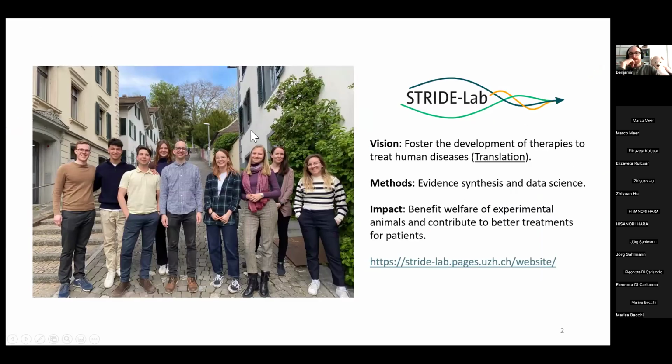And so we are at the STRIDE lab from the Center for Reproducible Science. The overarching goal of our lab is to foster the development of therapies to treat human diseases. This is also called translation. And although translation is a different concept than reproducibility, it is somewhat related. It's basically generalizability from an animal model, for example, to a human population, which is just another kind of animal. And so this is closely related to the concept of reproducibility.